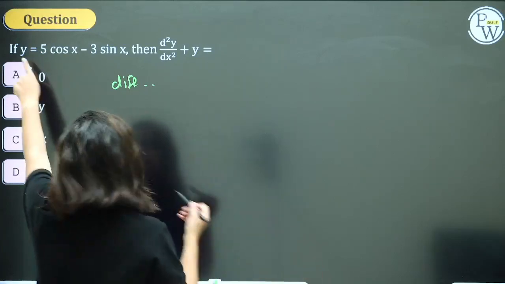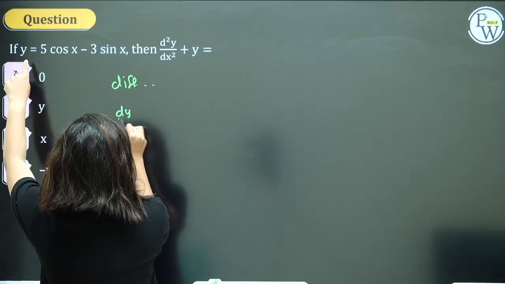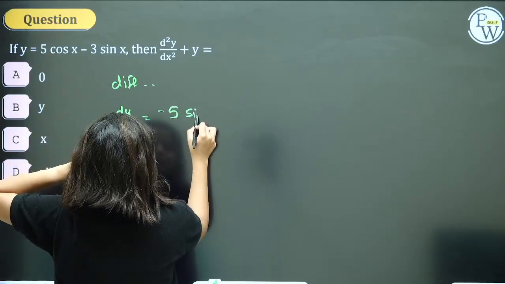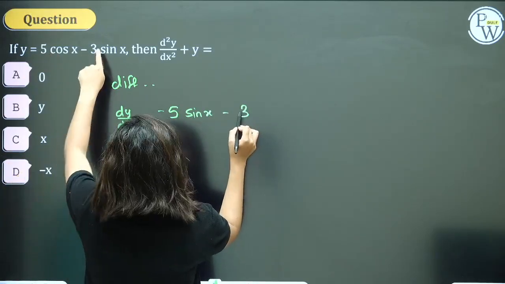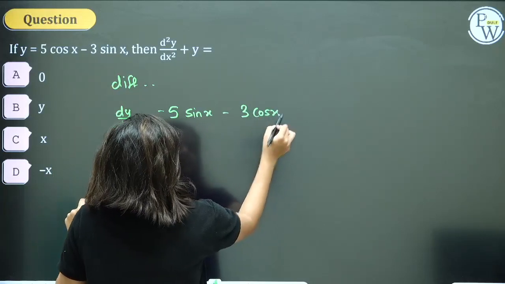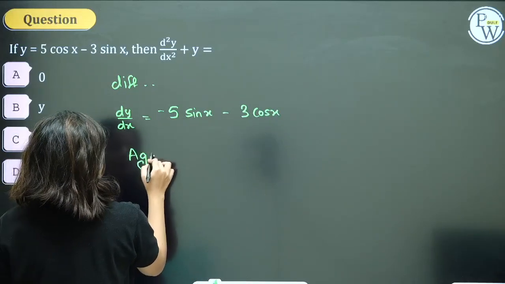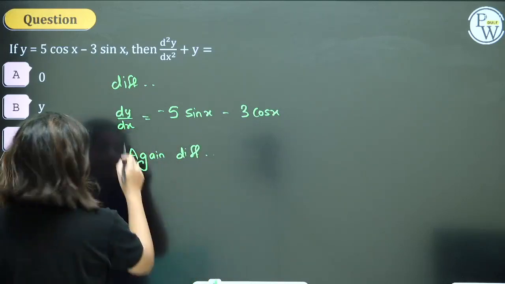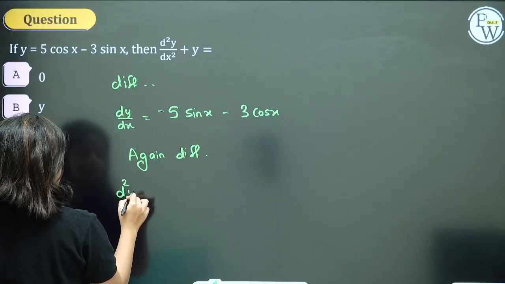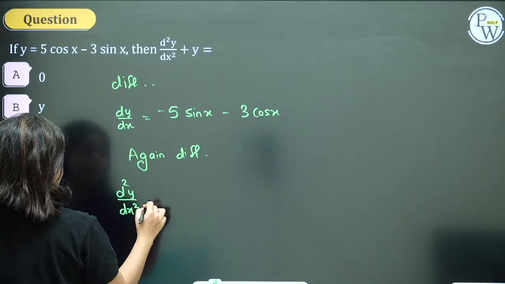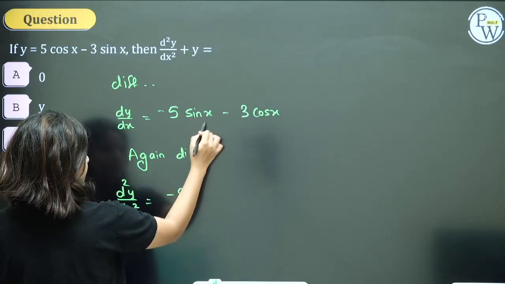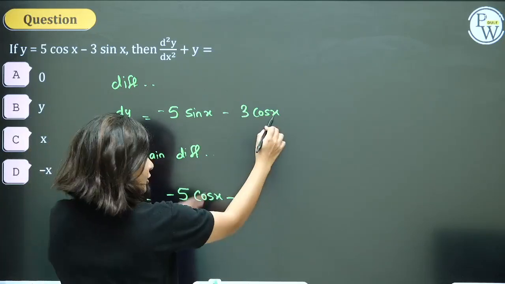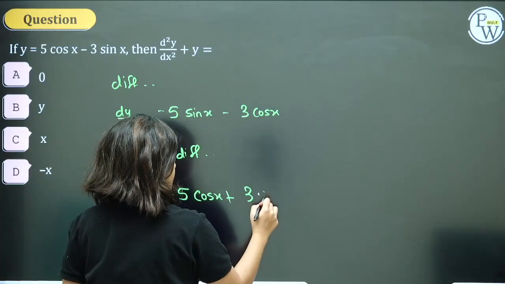Not a big deal. dy by dx, pi is a constant, derivative of cos x is minus sin x, minus 3 is a constant, derivative of sin x is cos x. Now let's do again differentiation. Second time, dy by dx will become d2y by dx square. Minus 5 is a constant, derivative of sin x is cos x. 3 is a constant, derivative of cos x is minus sin x, that makes it plus.